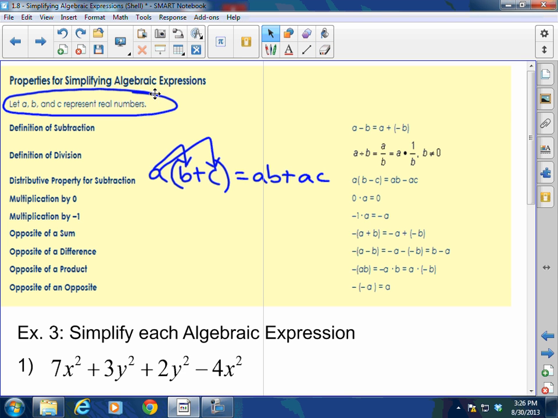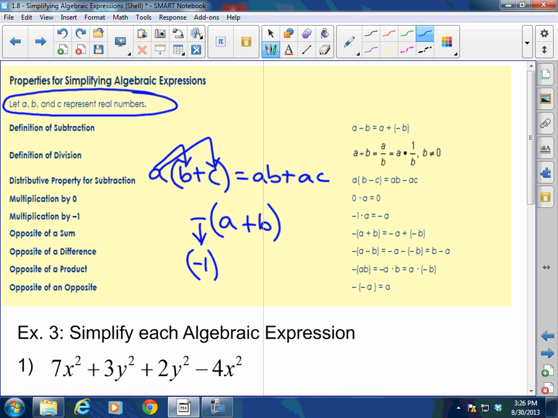Okay, opposite of a sum. Opposite of a sum is basically when you're distributing a negative. Whenever you have something like this, a lot of times people freak out. Please remember that this is just simply a -1 being multiplied to everything. You're going to distribute a -1. So -1 times A will equal -A. -1 times B will equal -B. And there it is.